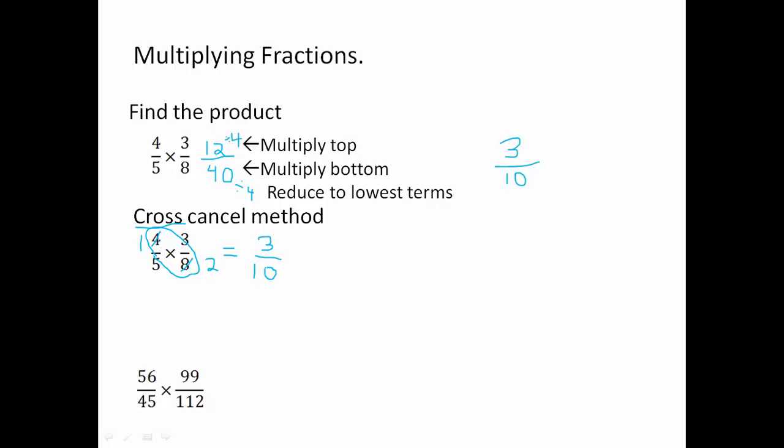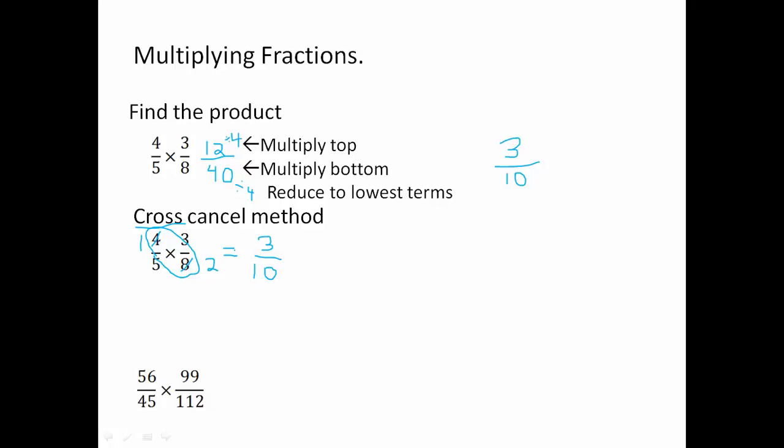Now, why might I want to do it this way? Let's take a look at this example on the bottom here. 56 over 45 times 99 over 112. Well, I can multiply these numbers out, and I'll get 5,544 over 5,040.